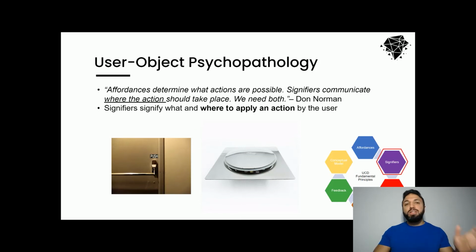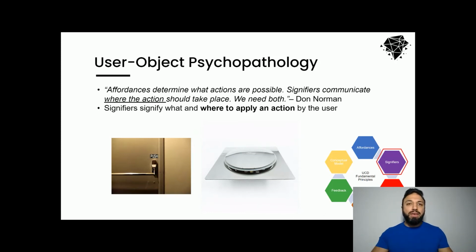In order for you to know that I need to push here to open it, they put this feet shape, this icon. This icon acts as the signifier. So the affordance is the ability of things to be performed on an object. The signifier is basically telling you where to apply it, how to apply it, in this direction, in that direction.